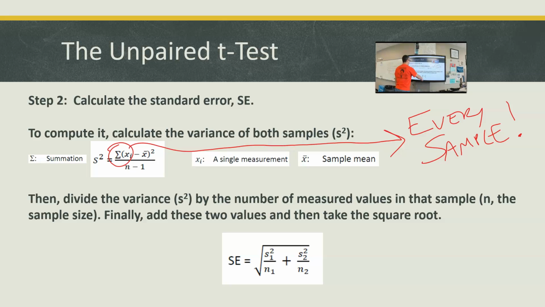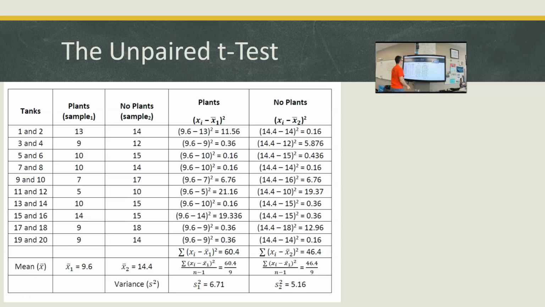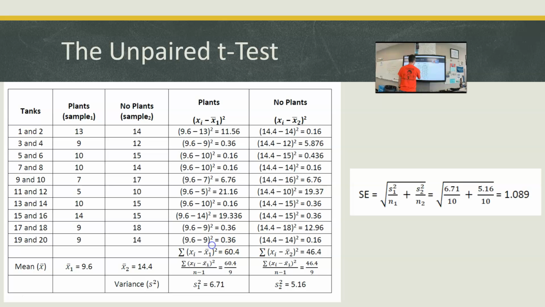You take all of those, and that's a lot. This is the biggest step. You take all those and you take the square root. If you look, we did the entire thing. You can see all the values here. Add them all up, divided by n minus 1, the number of samples, which is 10, minus 1 is 9. So 60.4 was the sum of all of them together. So your S1 squared is 6.71, your S2 squared is 5.16.